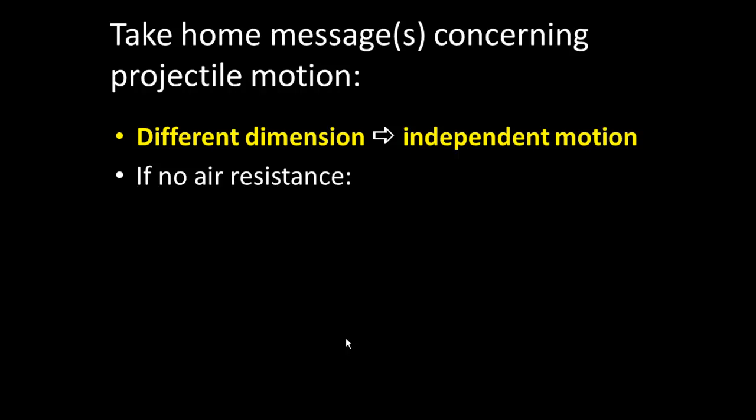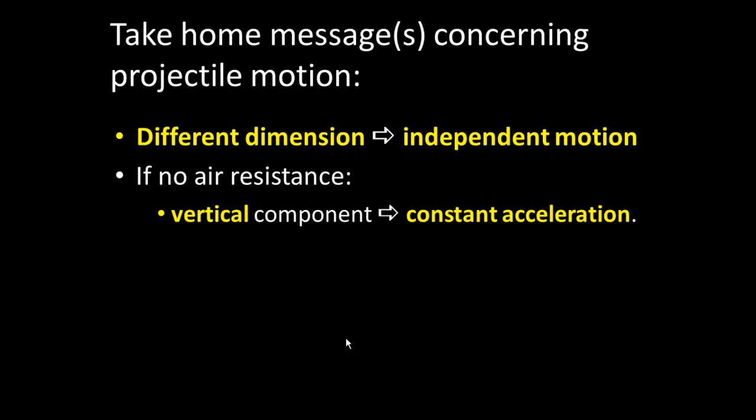Again, we're usually trying to make simplifying assumptions, and one of our simplifying assumptions here is that there's no air resistance. If that's the case, then in the vertical component we'll have constant acceleration, and that constant acceleration is due to gravity. Gravity applies a constant force, and so there will be a constant acceleration of the object once it's launched and at the mercy of gravity. This only applies in the vertical component.